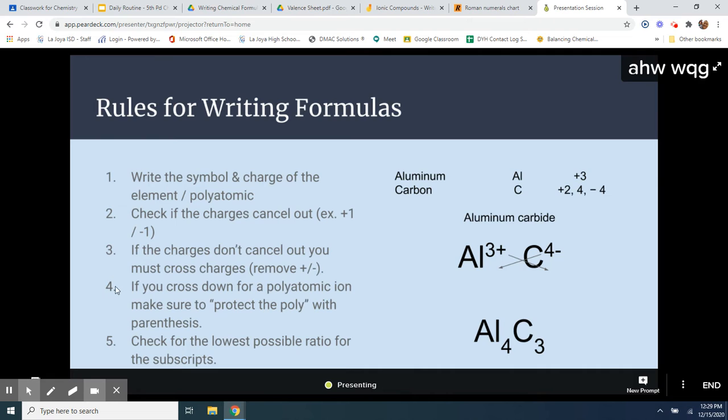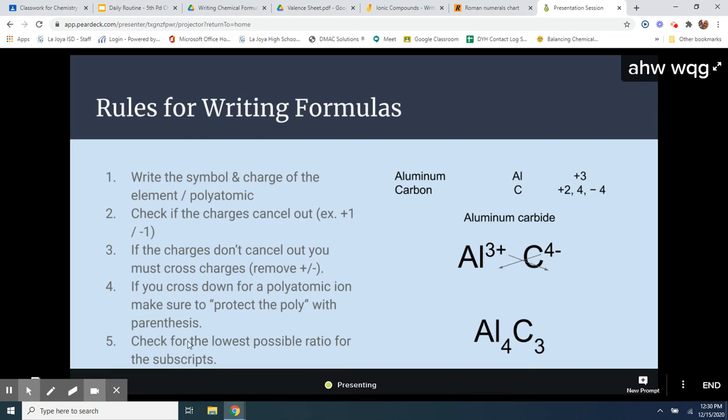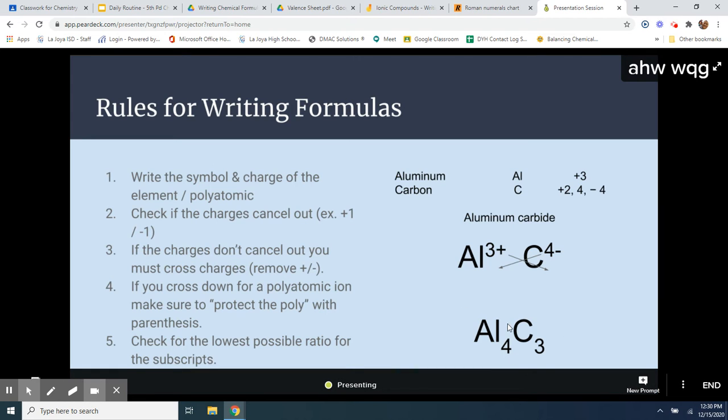I don't have to do step 4. I don't have to do step 5. Why don't I have to do 4? There is no polyatomic there. If C would have had 2 capital letters and the 3 crossed, then I would have to use parentheses. For this one, no, I do not. I cannot divide the subscripts further, right? 3 is a prime number. I definitely cannot divide the 3 further. So it stays like this. This is your final answer.